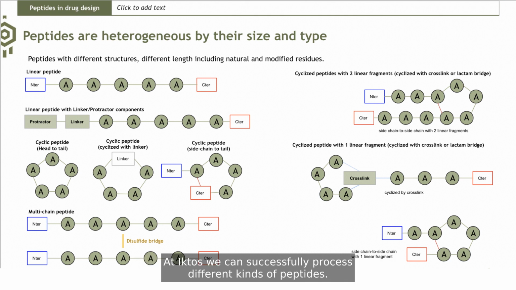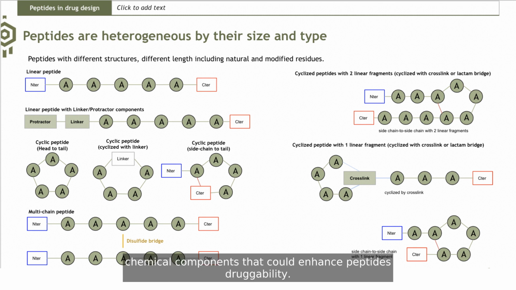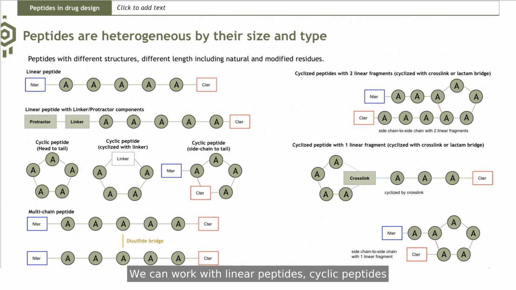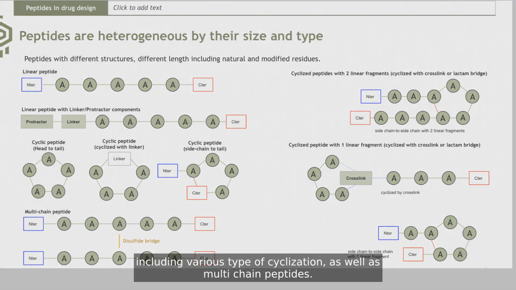At Iktos we can successfully process different kinds of peptides. We can deal with different length of peptides, natural and modified amino acids as well as linker and other chemical components that could enhance peptides' druggability. We can work with linear peptides, cyclic peptides including various type of cyclization, as well as multi-chain peptides.